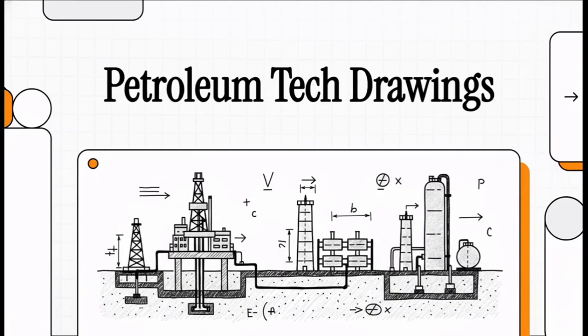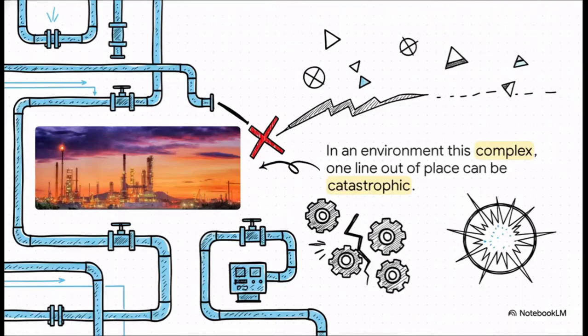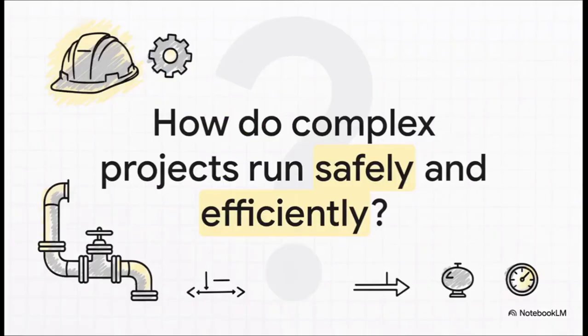You know, in one of the world's most complex and high-stakes industries, there is a universal language that keeps everything from going wrong. We are going to decode that language in this course, the technical drawing of the petroleum industry. Oil refineries and the massive process plants are incredible feats of engineering, but with all that complexity comes some serious risk. In an environment like this, one little line out of place on any of these drawings is just a mistake. It can have an absolutely catastrophic result.